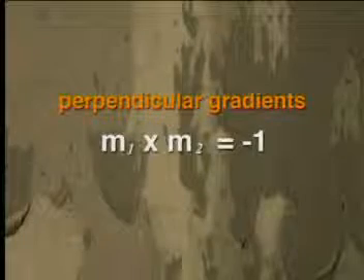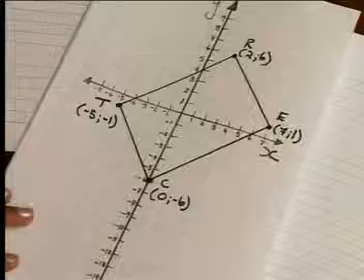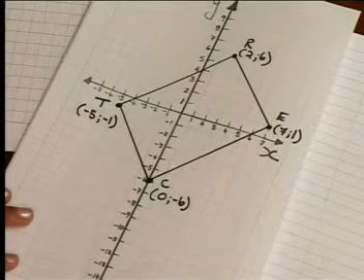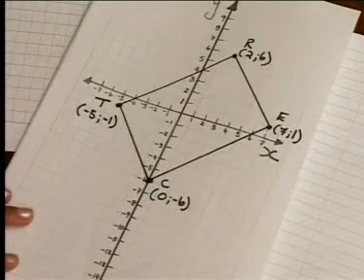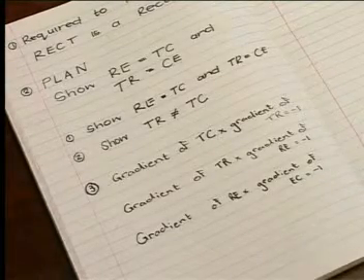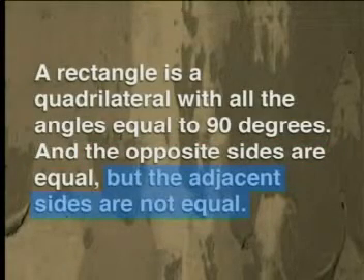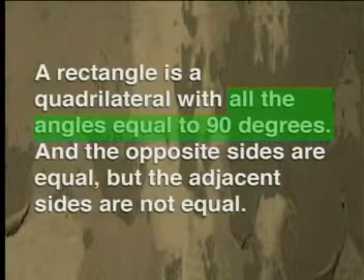But how do we show that the angles on the shape are 90 degrees? You need to work out the product of their gradients. If you get an answer of -1, then they are perpendicular to each other. So we need to work out the gradient of each line and then show that the product of the gradients of the sides that meet is equal to -1. So do we have to do this 4 times over for the 4 angles? No, but we do have to show it for 3 of the angles. Because if those 3 are 90 degrees, then the last one must also be 90 degrees. And that's it. We will have shown that the opposite sides are equal, the adjacent sides are not equal, and all angles are equal to 90 degrees.